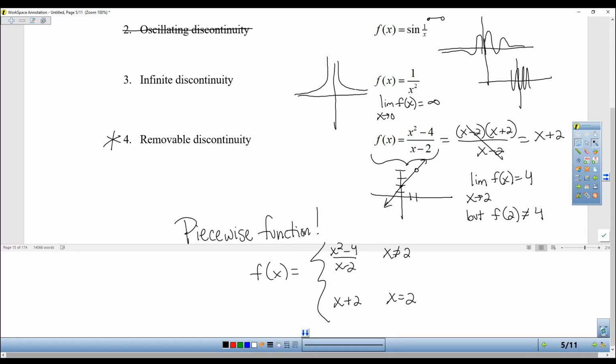This is how you could write this function. Okay? That way you've included the original function, you recognize that there's a hole, and then you've filled the hole.